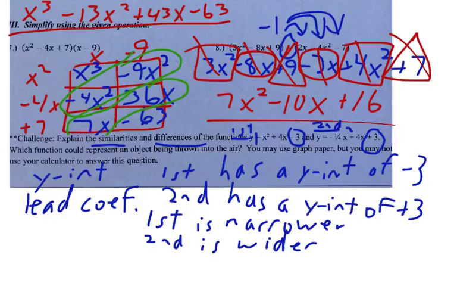All right, something else about them. The first one has a positive lead coefficient. What does that tell us? It's going to open, do you remember? So the first one opens up. And the second one opens down.